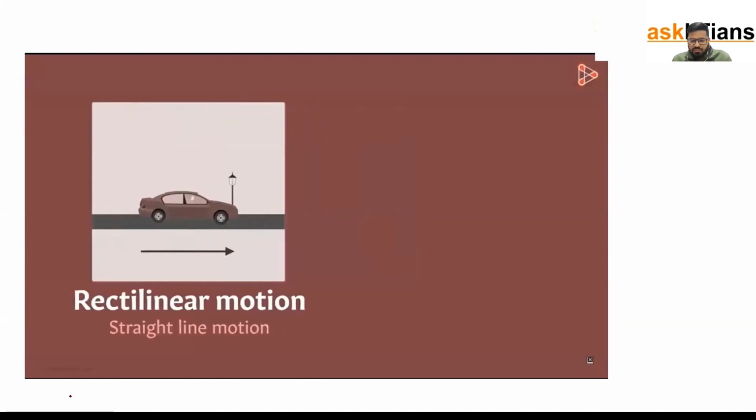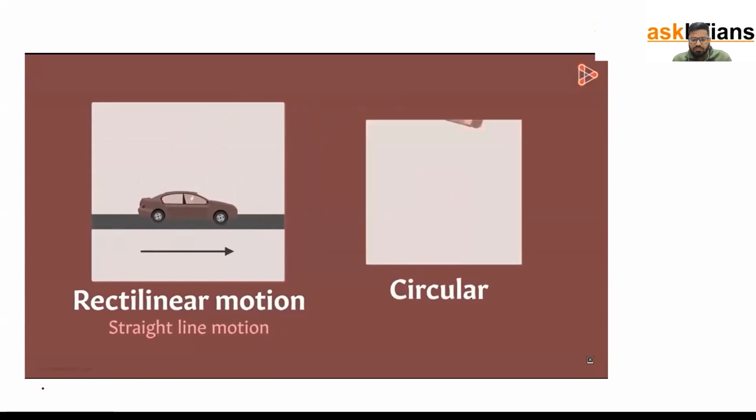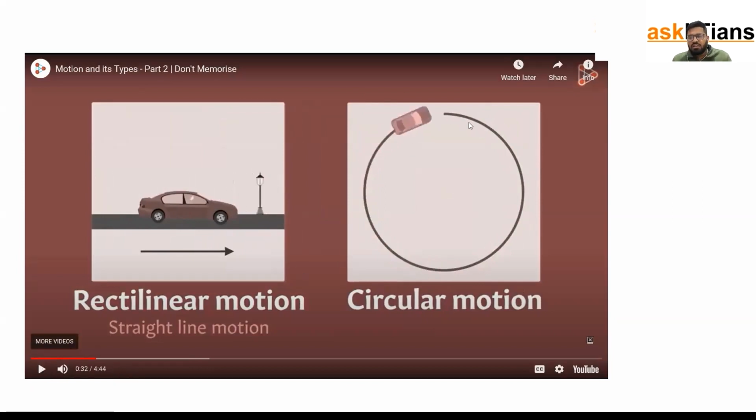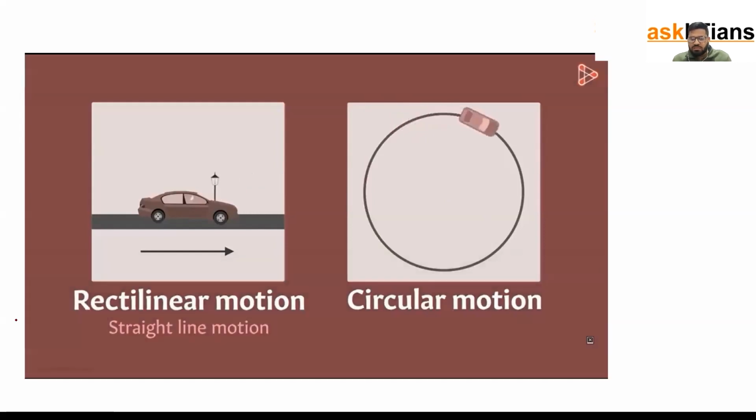What if the path of a moving object is circular? Yes, you guessed it correctly. If an object is moving in circles, it's undergoing circular motion. Now you can see this car is moving in a circular track, so its motion name changes to circular motion because it is moving about a certain fixed point in a circle, along the circumference of the circle.